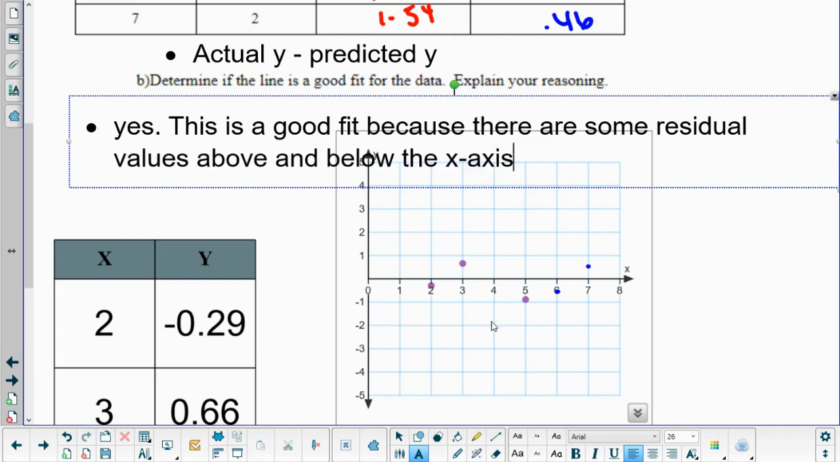Right? And they are close to 0 or close to the x-axis.